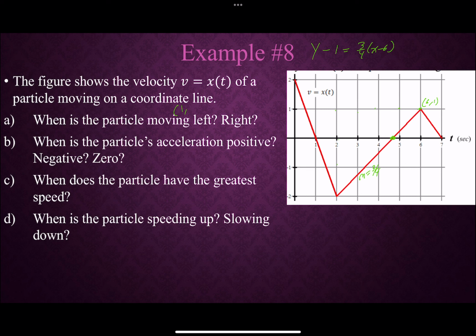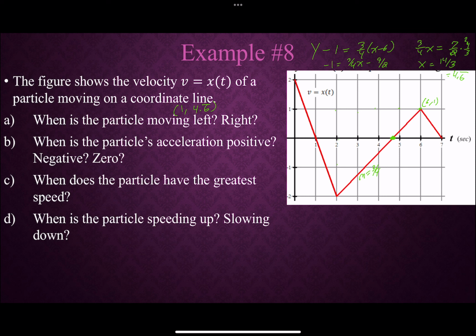So we want to know what's the value of x when y is 0. That gives us -1 equals 3/4 x minus 9/2. So 3/4 x would equal a positive 7/2. So x, when we multiply by 4/3, is going to be 14/3, which is 4.6 repeating. So it moves left from 1 to 4.6 repeating.